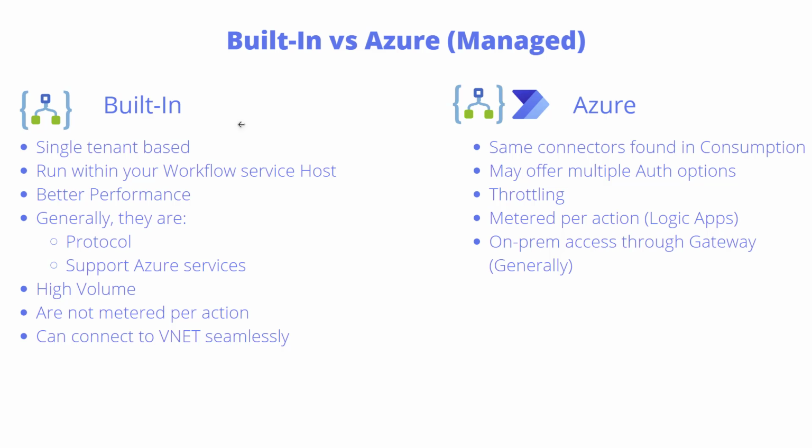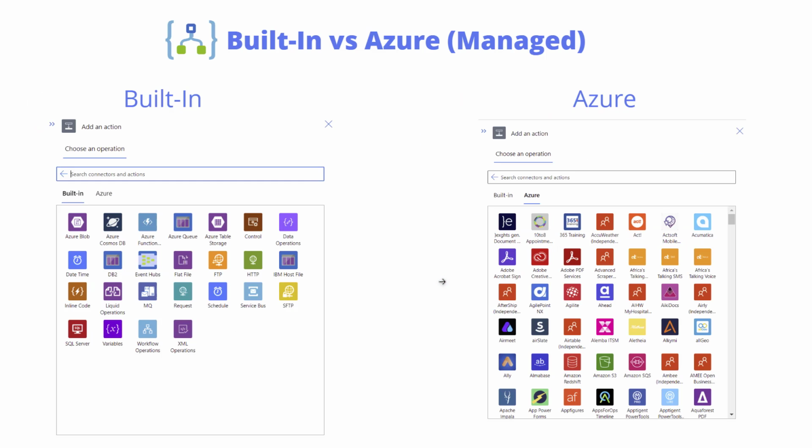Now, if you want to access on-prem, generally you're going to do that through the gateway. And so you've got a set of connectors that allows you to bridge the on-premise network through a gateway, and you can call them from Power Automate or Logic Apps consumption.